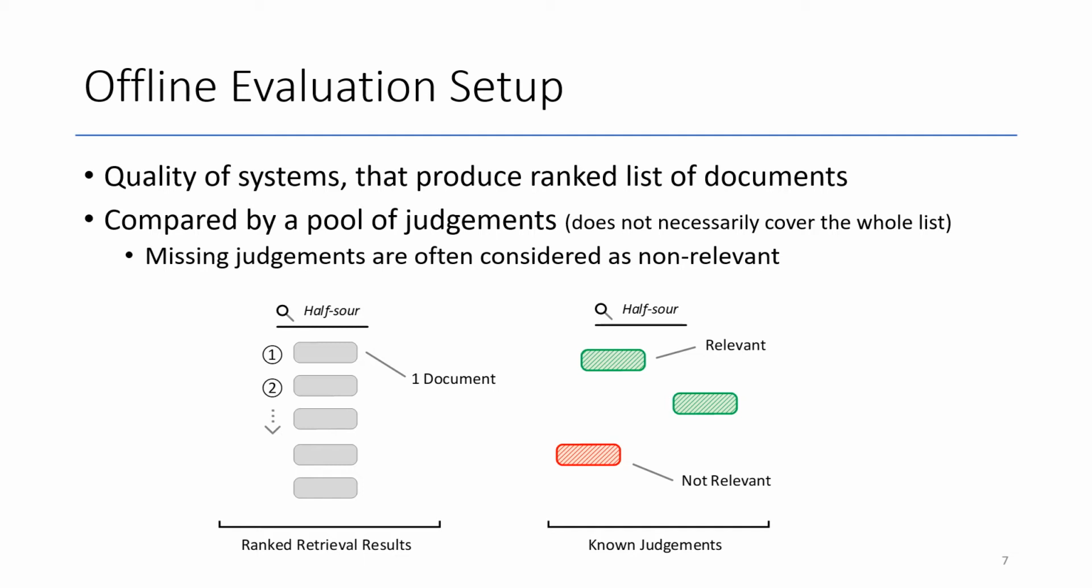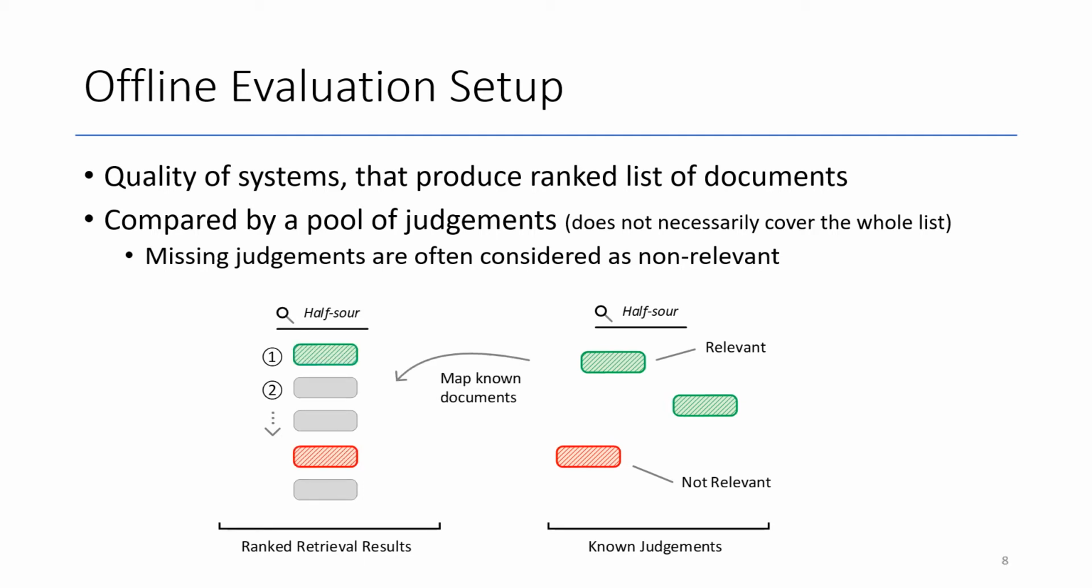And a judgment always is in combination of one query and one document. But the judgments themselves often do not contain a ranking, especially not in the binary setting. So what we do is we take those judgments that we have and we map them to the documents in our ranked retrieval result.